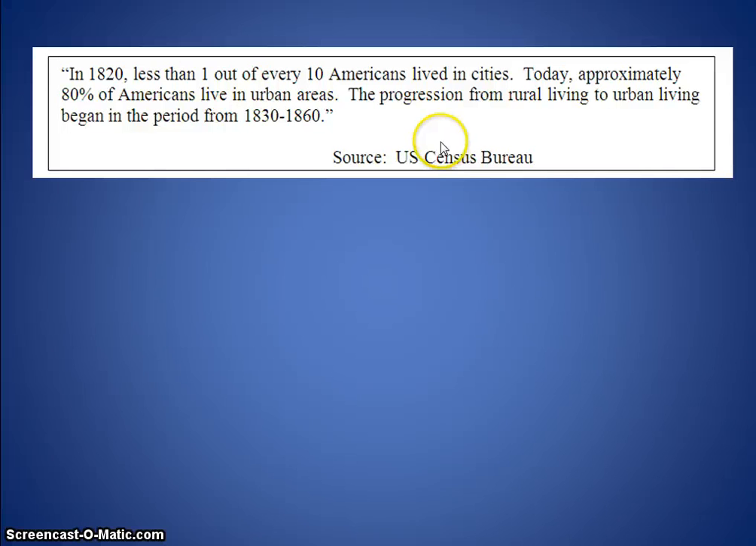Some statistics. In 1820, less than 1 out of every 10 Americans lived in cities. Today, approximately 80% of Americans live in urban areas. The progression from rural living to urban living began in the period from 1830 to 1860.